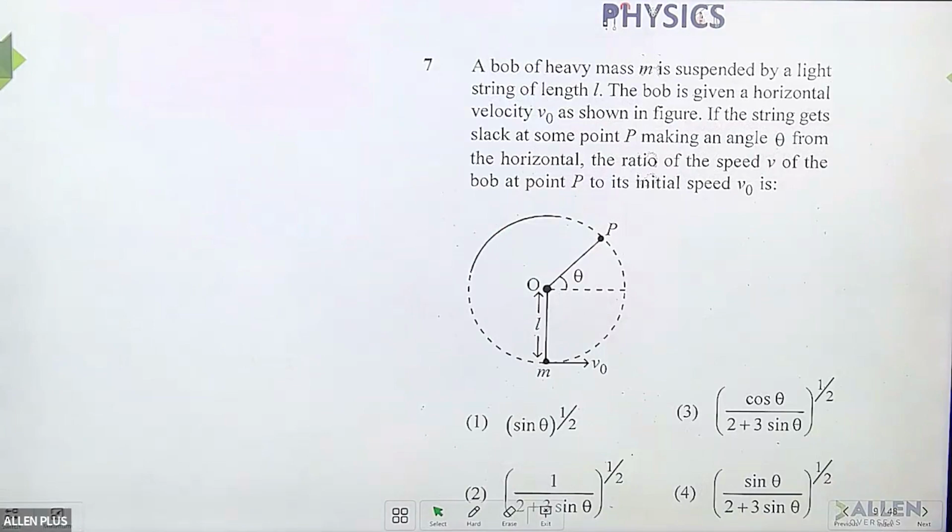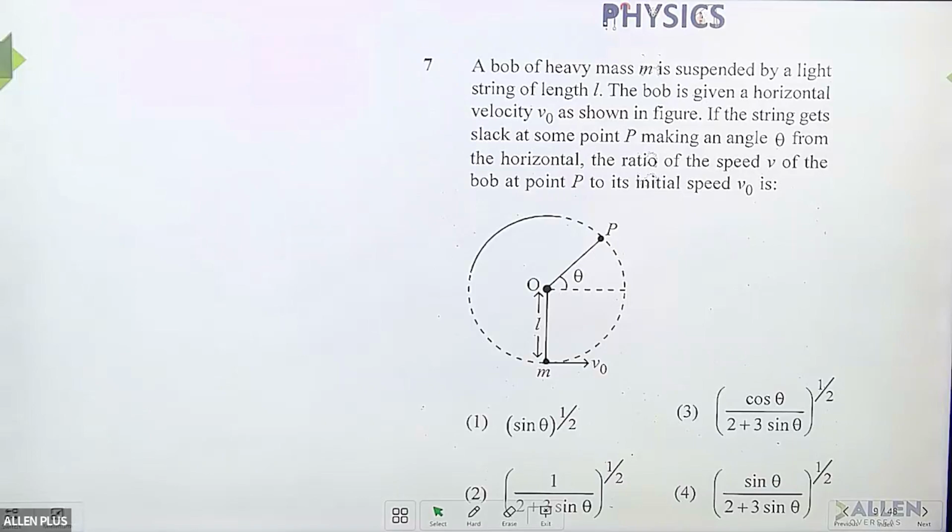Moving on to the next question. A bob of heavy mass M is suspended by a light string of length L. The bob is given a horizontal velocity V naught as shown in the figure. If the string gets slackened at the point P, when I'm saying the string is getting slackened, that indicates that the tension becomes 0 over there, making an angle theta from the horizontal, find the ratio of the velocity v at the point P and the initial velocity v naught.